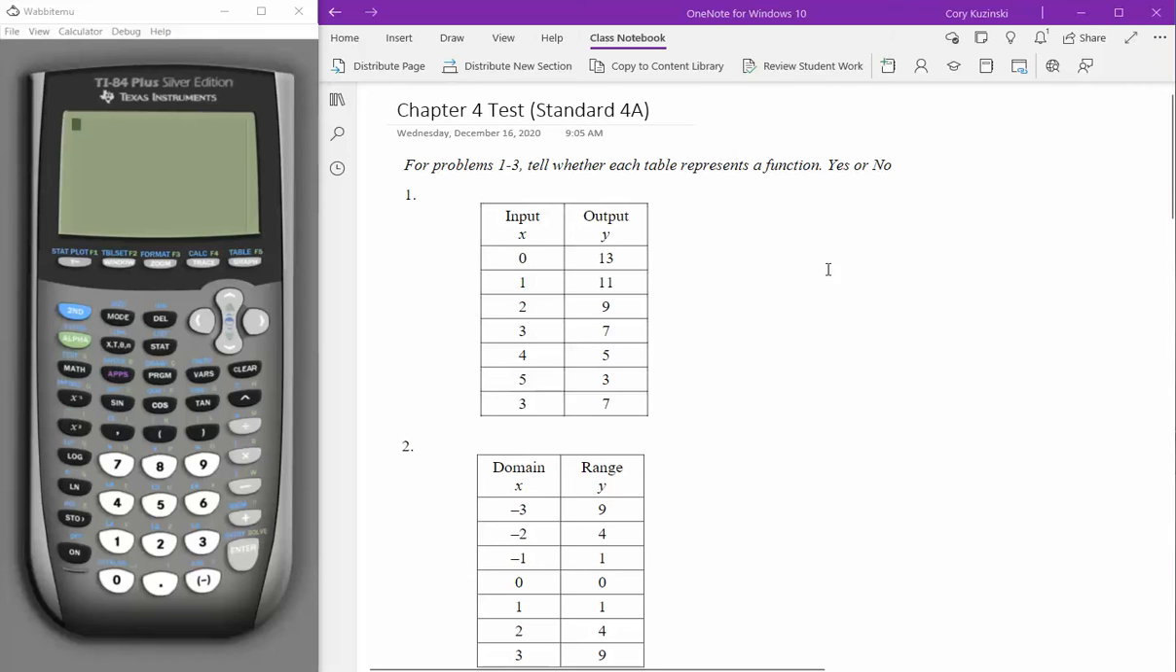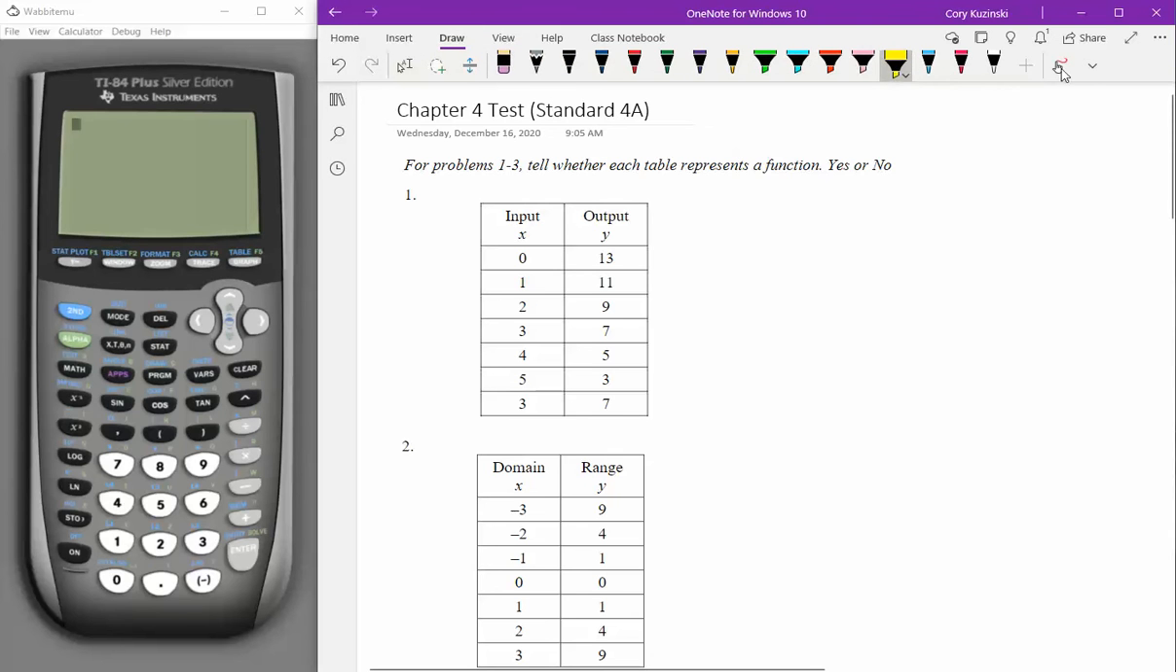Here we go. For problems 1 through 3, tell whether each table represents a function. It's just a simple yes or no, but we'll give it a little bit of explanation as well. So the first thing my eyes are drawn to here is that at the input 3 appears twice. However, both times its output is 7, and every other input obviously only has one output. So that makes this a function.